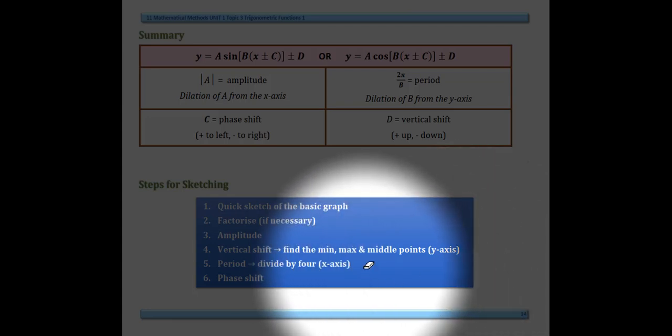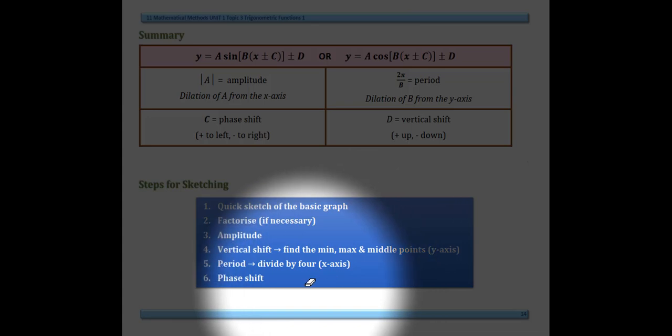Our period, divide your period by 4. That will give you your x-axis. And then worry about your phase shift. Your phase shift can come after everything else.